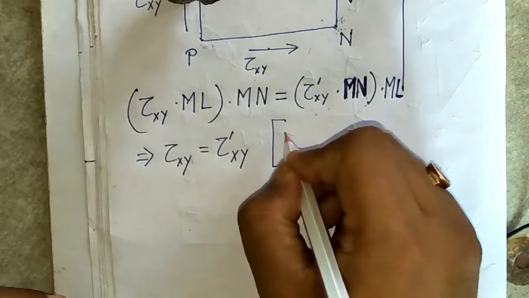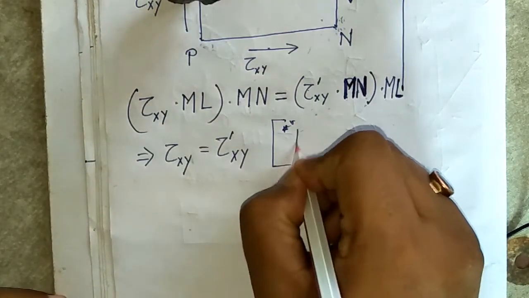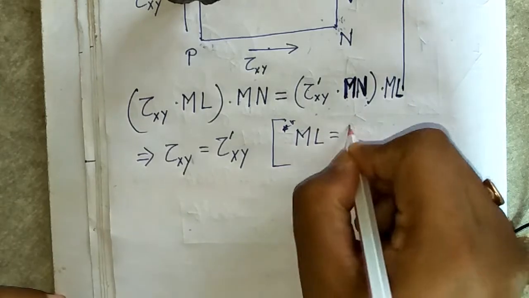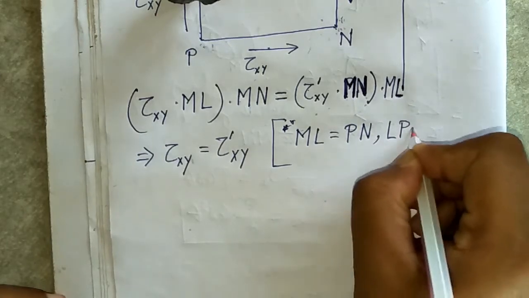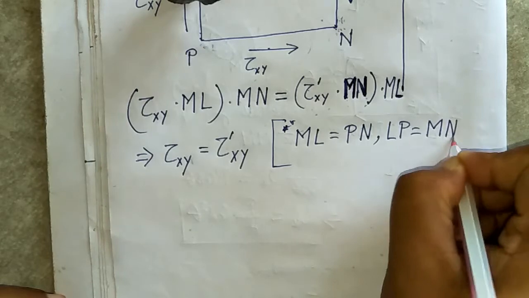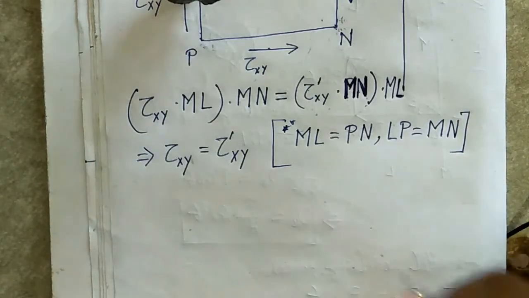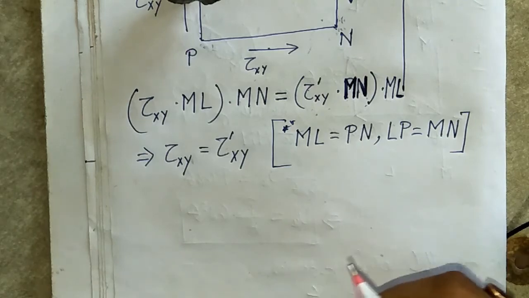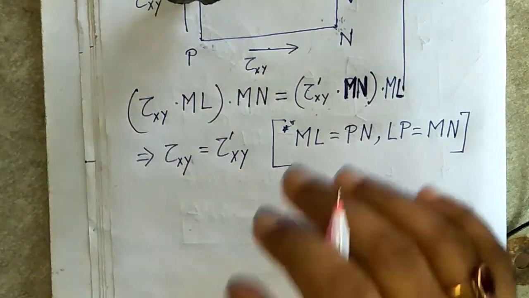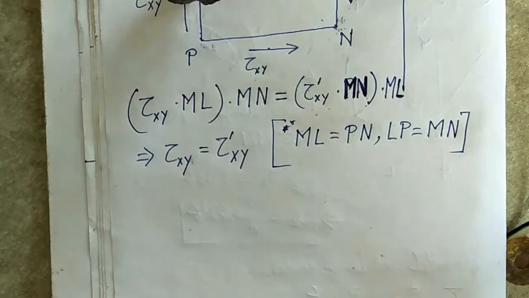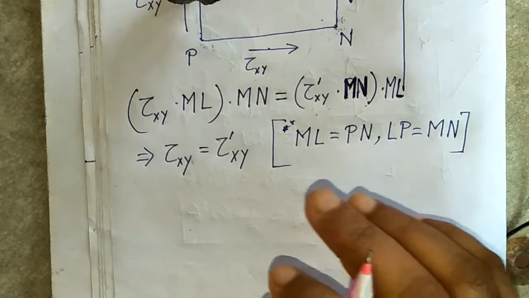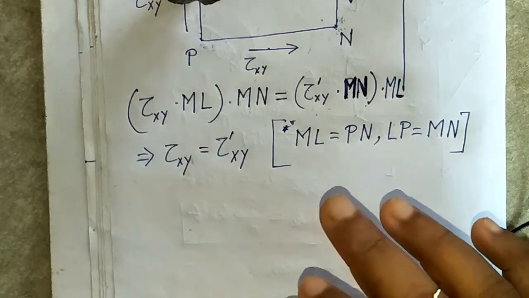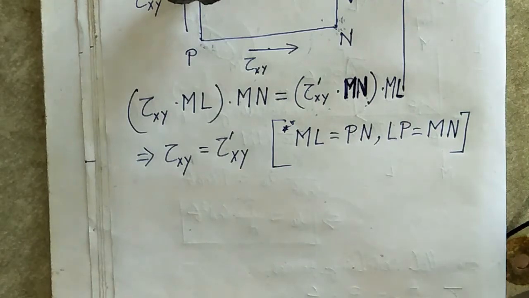Here one thing I want to mention, that is the length of ML equals the length of PN, and the length of LP equals the length of MN, because it's a rectangular block. So that means these stresses are equal to each other. So for equilibrium, the complementary shearing stresses, that is tau dash xy, must be introduced. Okay, for equilibrium, the complementary shearing stresses, that is tau xy, must be introduced. So let's check another situation.